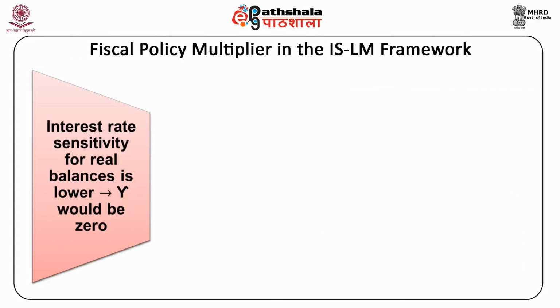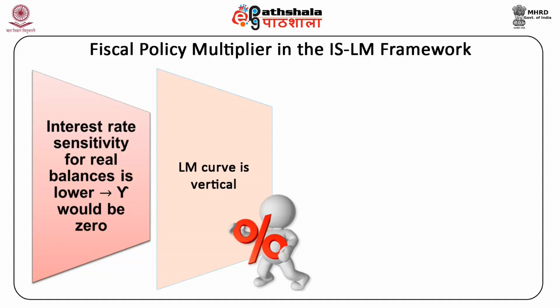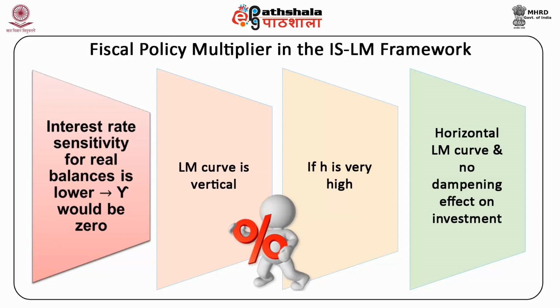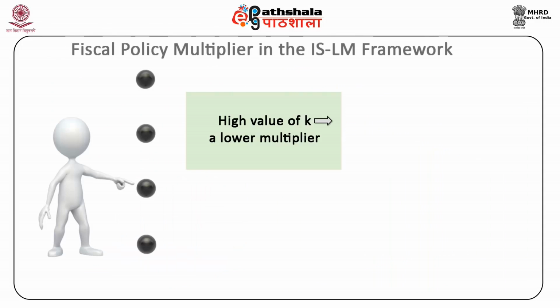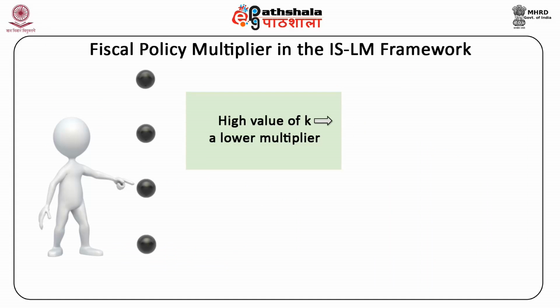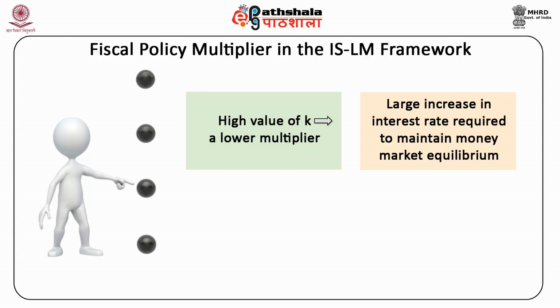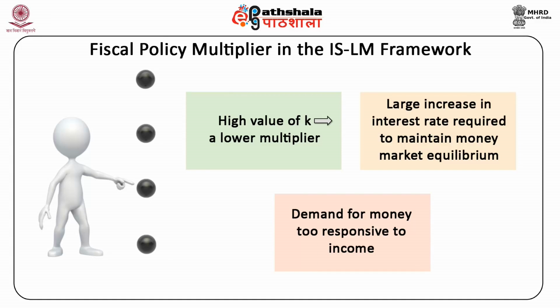If the interest rate sensitivity, that is h, for real balances is lower, that is almost zero, then gamma would also be zero, and in such a case, LM curve is a vertical line. On the other hand, if h is very high, almost infinity, then this corresponds to horizontal LM curve and there will be no dampening effect on investment. A high value of k, that is income sensitivity of demand for money, would mean a lower multiplier value because in this case, large increase in interest rate is required to maintain money market equilibrium as demand for money is too responsive to income.